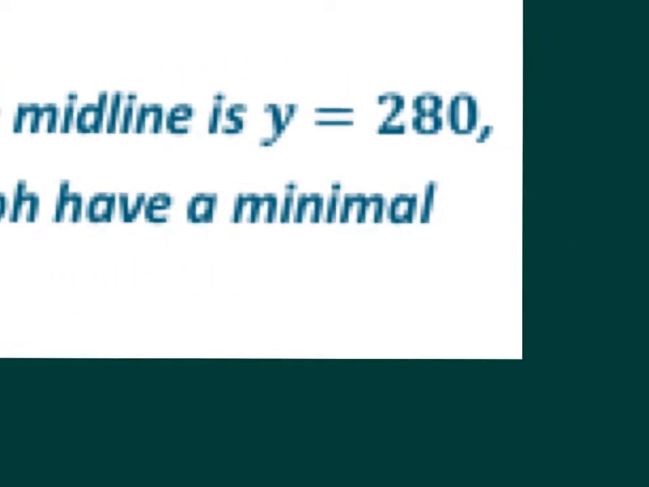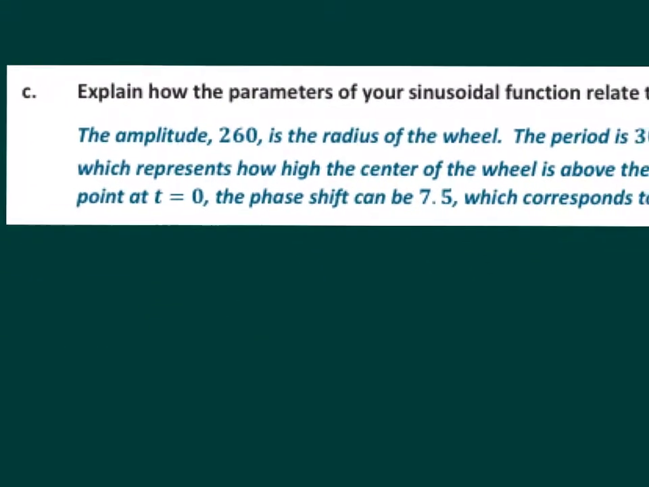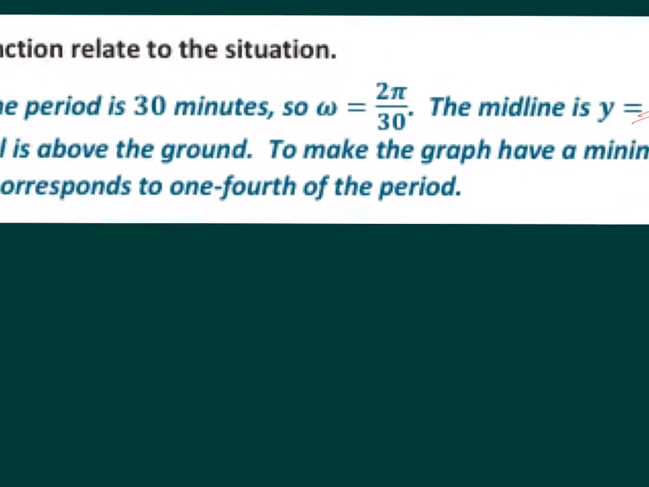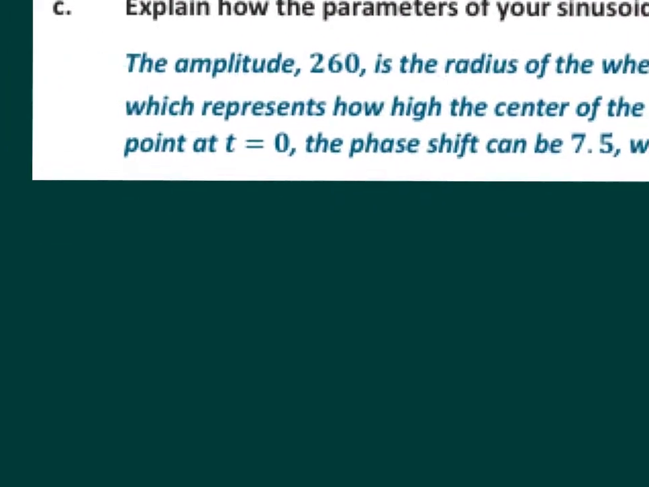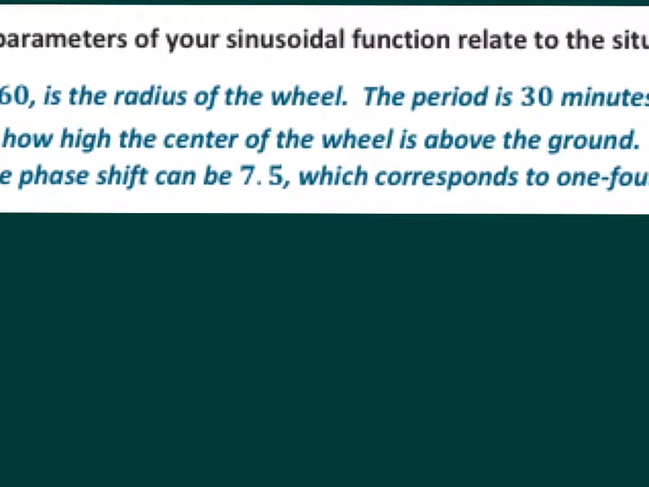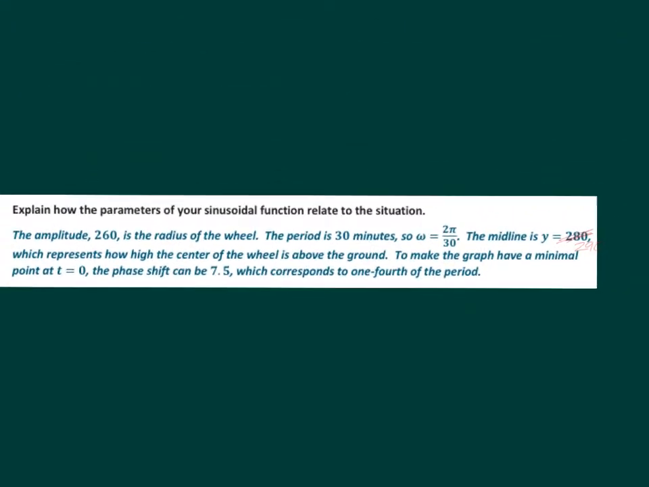The midline is not 280. That's incorrect on their solution guide. It should be 290, and it just disappeared. 290. And then what else do we have in here? That represents how high the center of the wheel is above the ground. And to make the graph have a minimal point at t equals 0, the shift can be 7.5 to the right, which corresponds to 1/4 of the period.